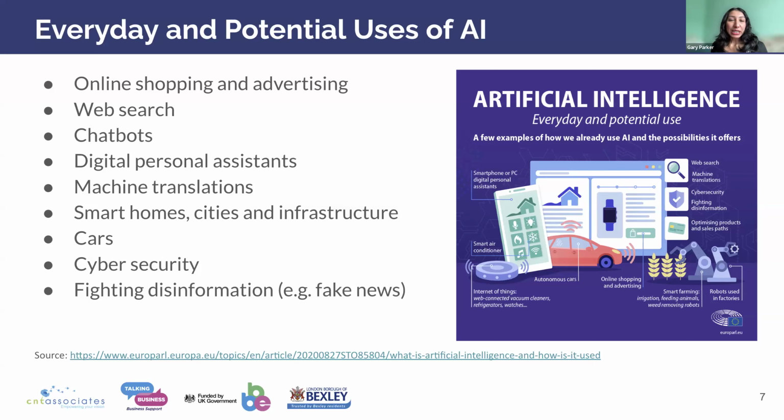We have AI chatbots, which are slowly replacing human customer service representatives on many websites, digital personal assistants, machine translations, smart homes, cities, and infrastructure, cars, especially autonomous cars, cybersecurity, and fighting disinformation, for example, fake news.